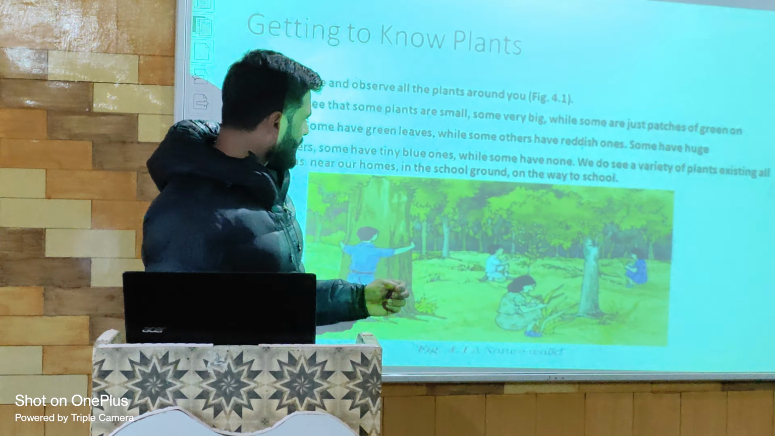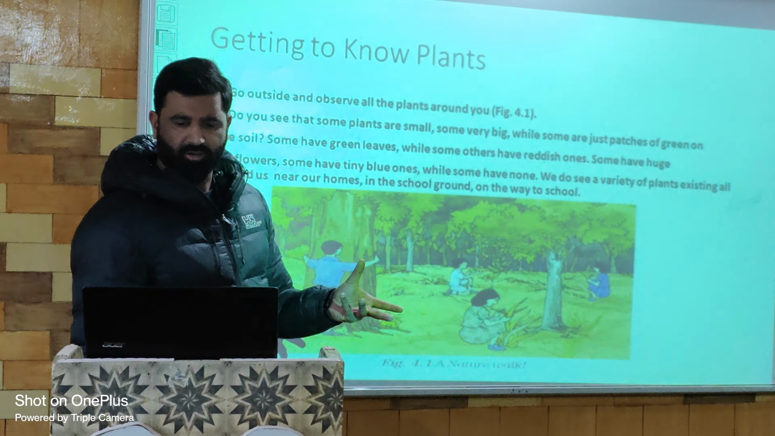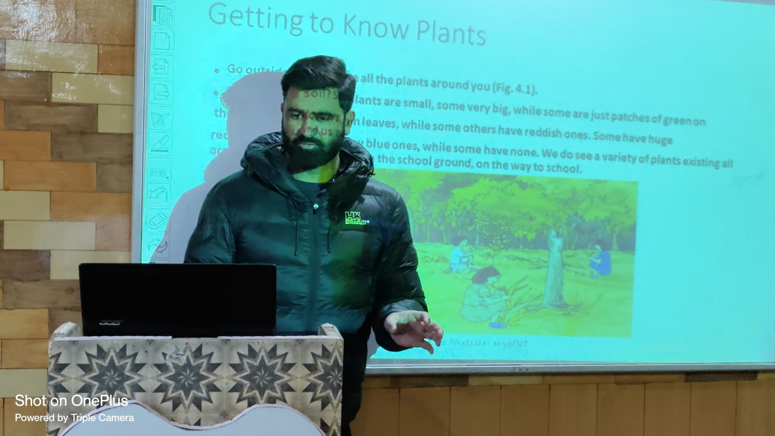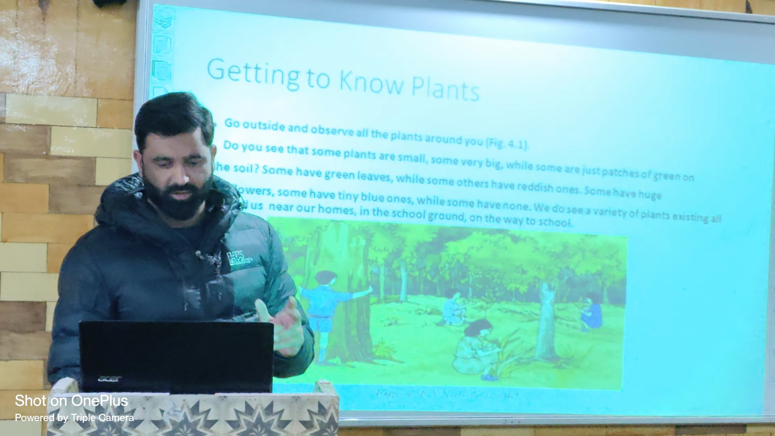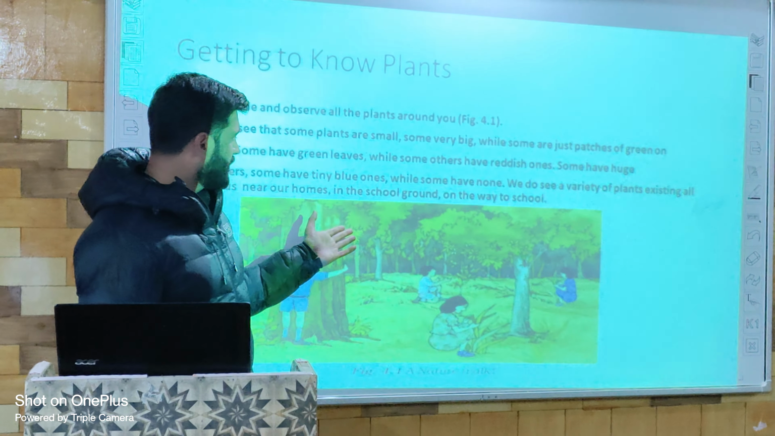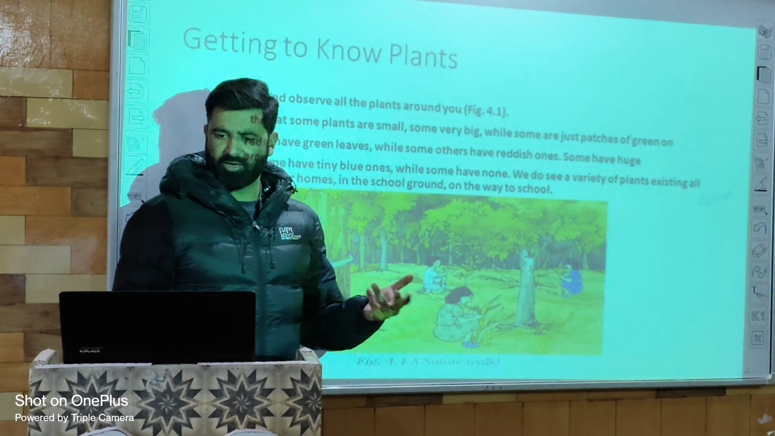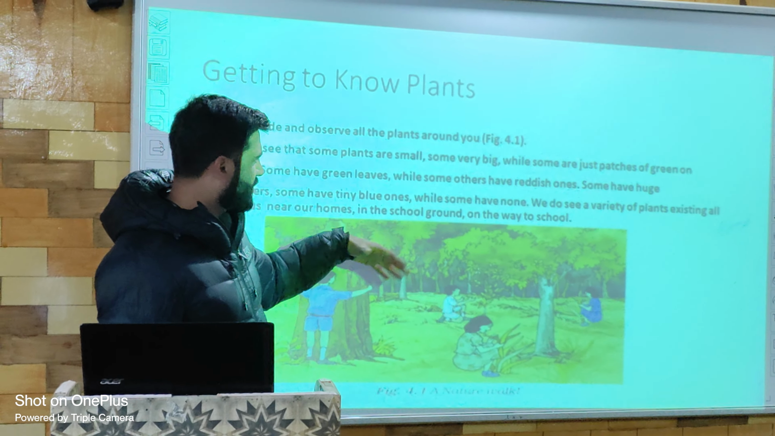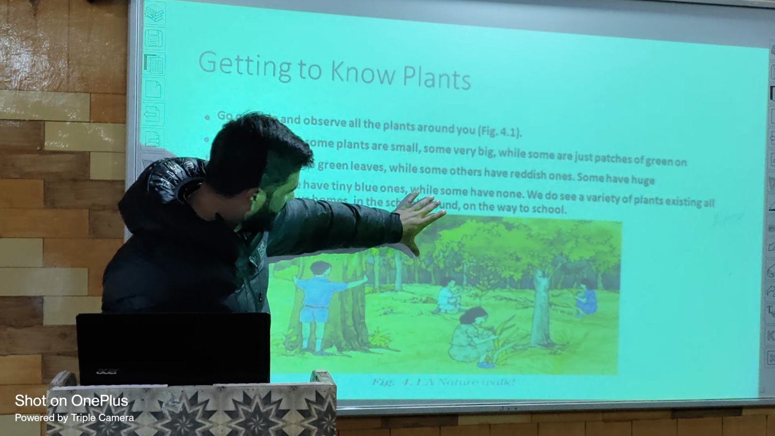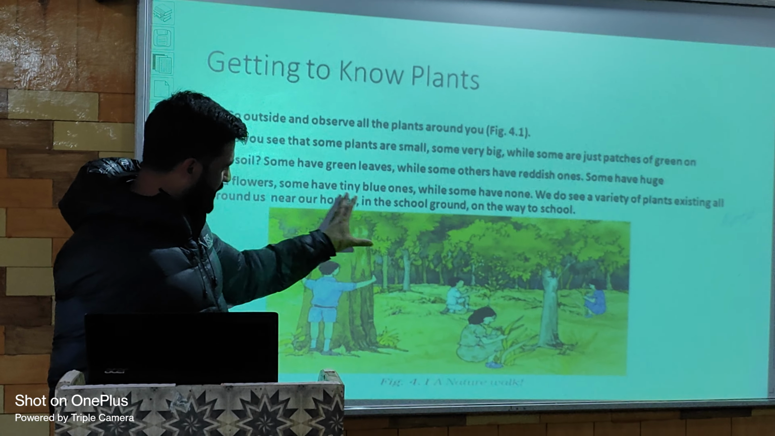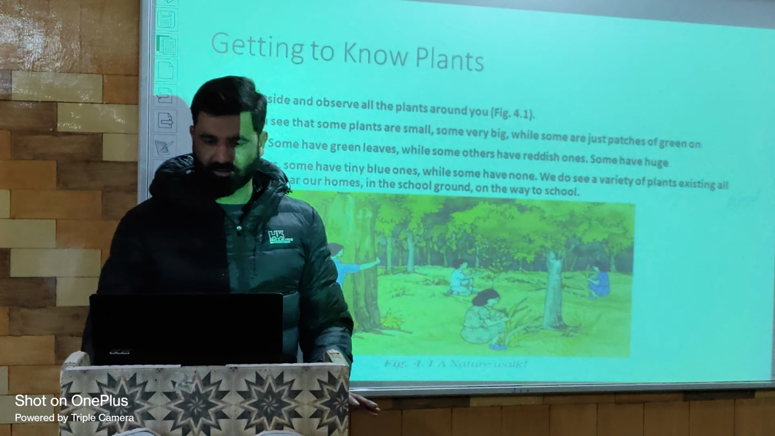Some plants have flowers. The size of the flowers is very big on some plants, and some plants have flowers that are very small. So, when we go to the school or in our vicinity or in our school ground or in our home, we observe these types of plants. Now, you can see in this picture, there are different types of plants.